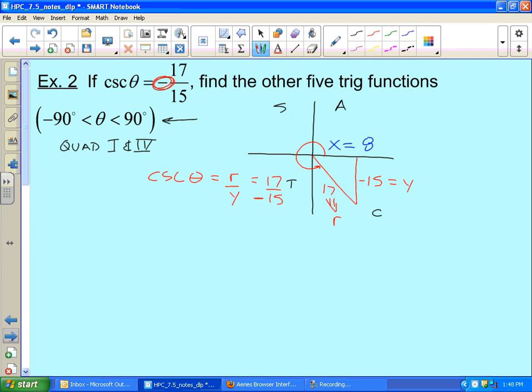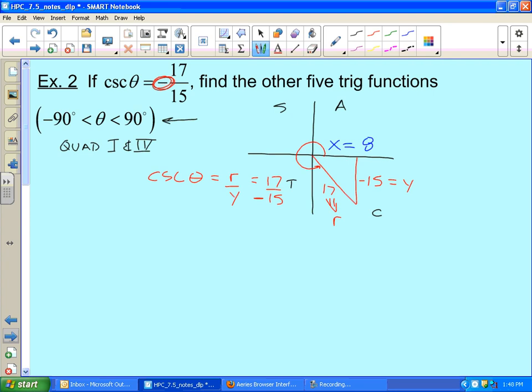So my cosines and my secants and my tangents are going to be negative for this answer. But other things are going to be... did I say cosines? My sines and my tangents and my cosecants are going to be negative. But cosines and secants are positive.